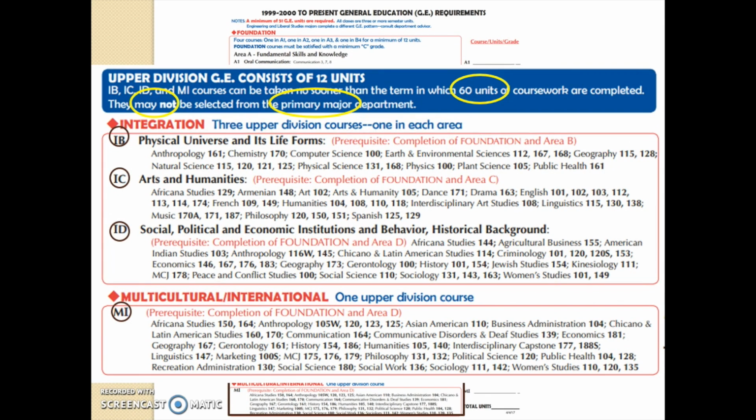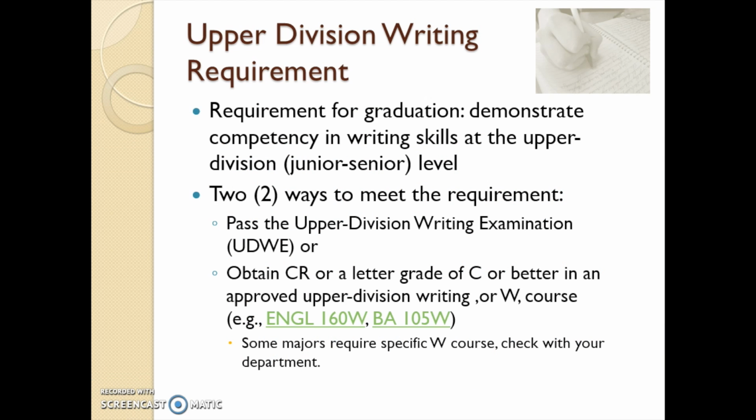Now let's move on to the upper division writing requirement. You are recommended to complete the upper division writing requirement, a graduation requirement in which you demonstrate competency in upper division writing skills, after you have successfully completed 60 semester units and you have completed English composition with a C or better. You can meet this requirement in one of 2 ways: by passing the Upper Division Writing Examination, or UDWE, composed of 2 essays, or by earning credit, or CR, or a letter grade of C or better in an approved Upper Division Writing, also known as W course.